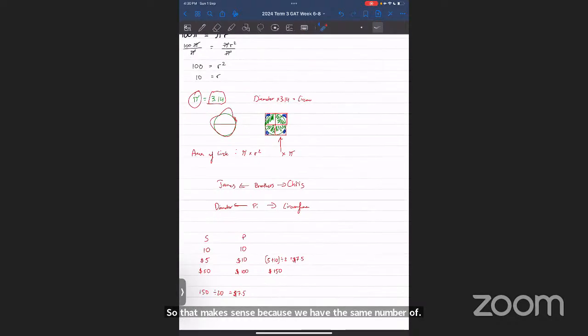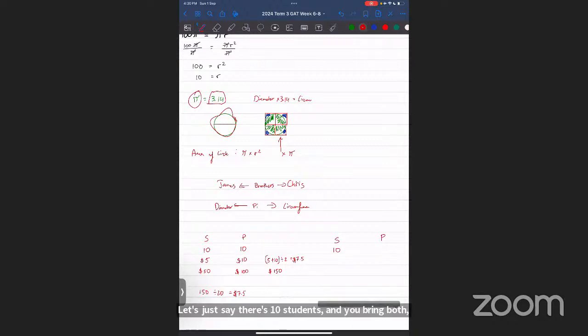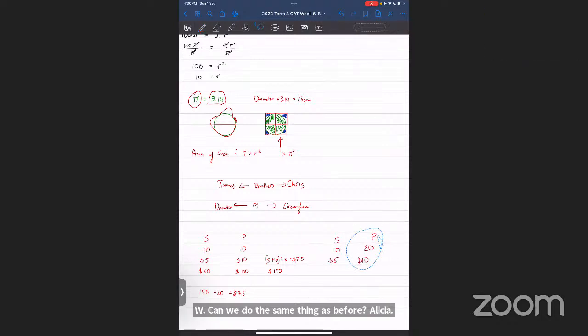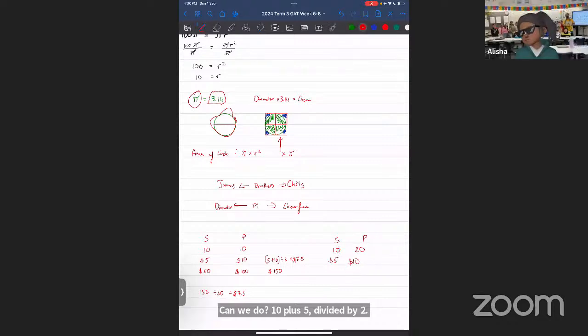But what happens if the number of students and parents is actually different? Let's say there's 10 students and you bring both your parents, your mom and dad, so there's 20 parents, okay? Can we do the same thing as before, Alicia? Can we do 10 plus 5 divided by 2? Yes.